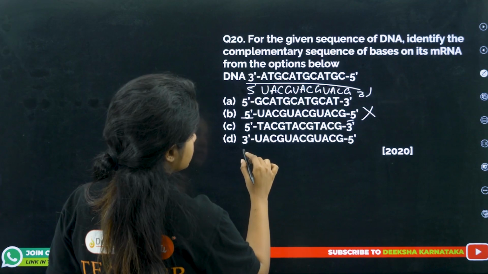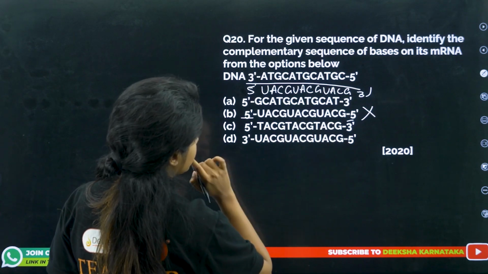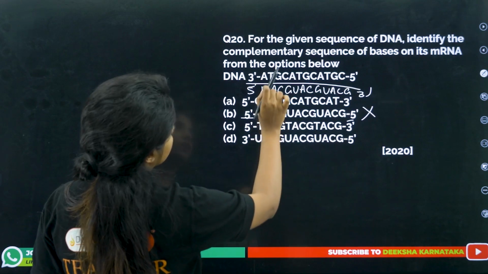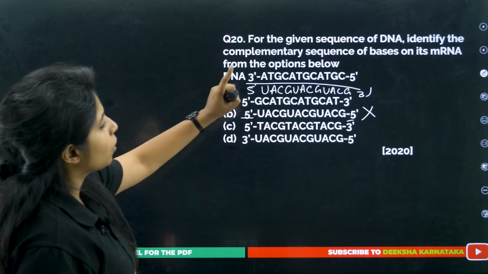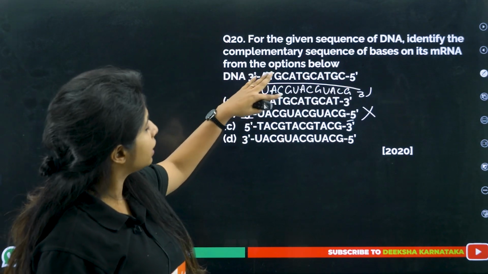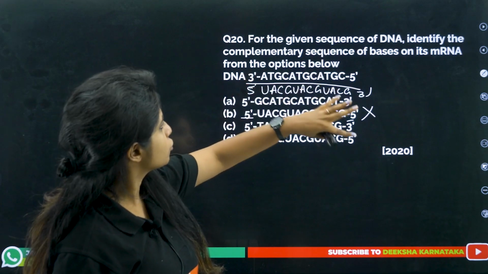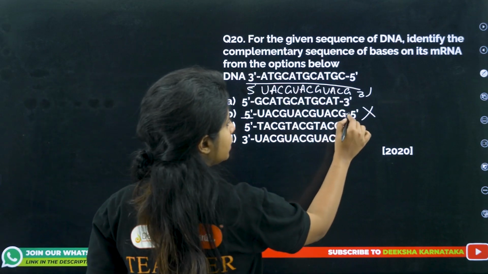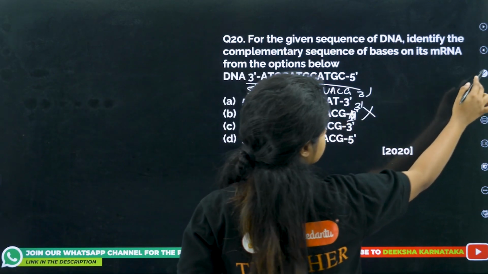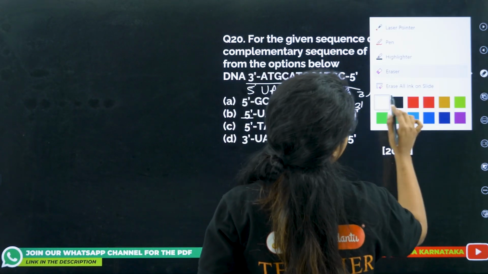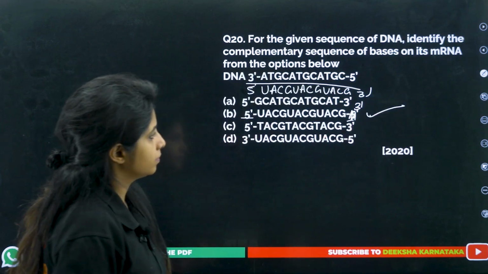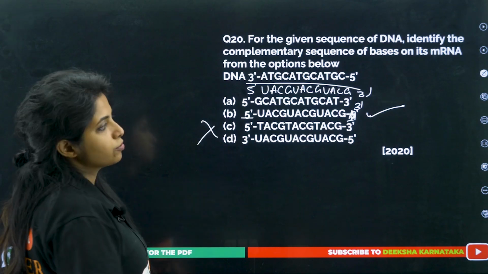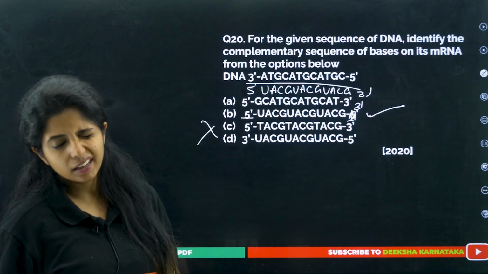Okay. Now let's see, is there some other option or probably there's a typing mistake. For the given sequence of DNA, identify the complementary sequence of bases on its mRNA from the options below. Yes, this is the DNA, the complementary. So it should be 3'. Okay, there's a typo error over here. If it's 3', this becomes the answer. The rest are all wrong options. This is the answer, same like that.